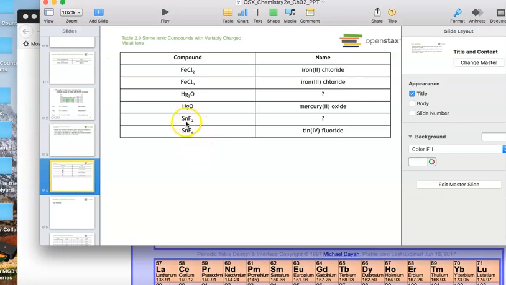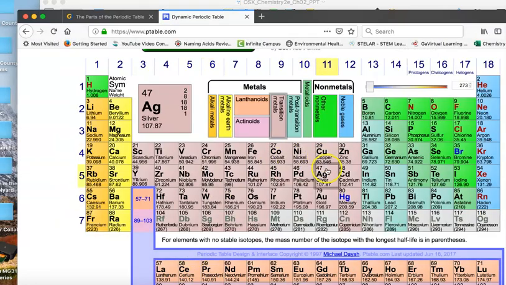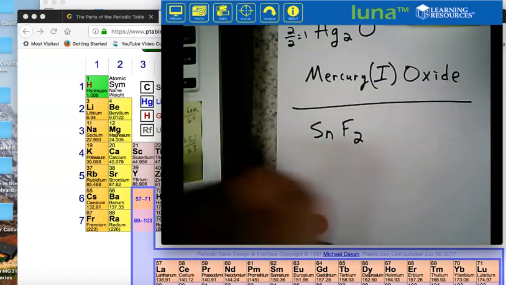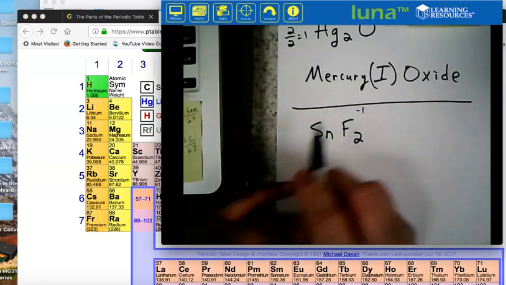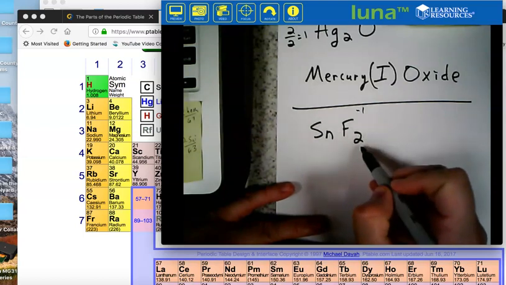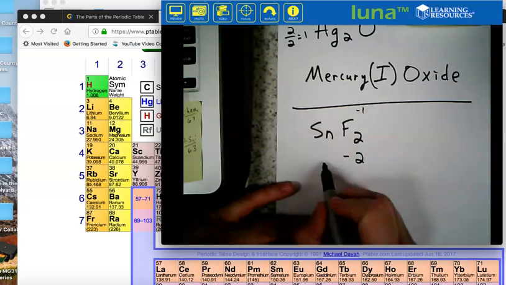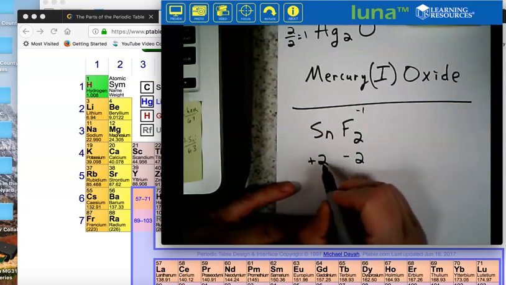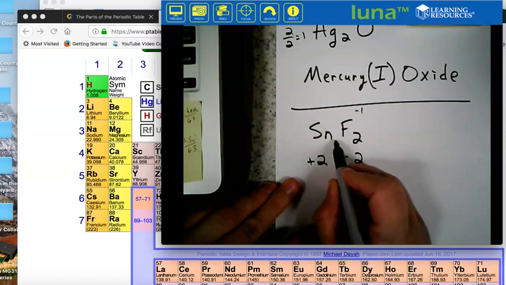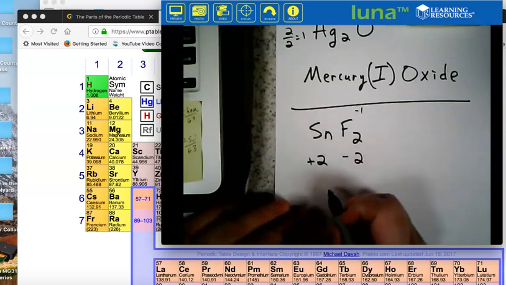Okay, looking at this next one, SnF2. Sn is tin, F is fluorine, and fluorine becomes fluoride. The charge on fluorine is going to be, again, -1. It's a halogen, so fluorine is -1 per atom. There are 2 atoms there, so overall fluorine has to be -2, right? So I need a +2 here. Because we only have 1 atom of tin, tin must be +2.